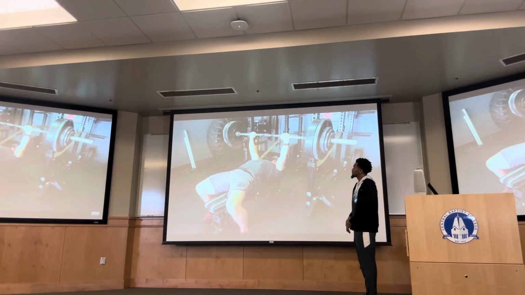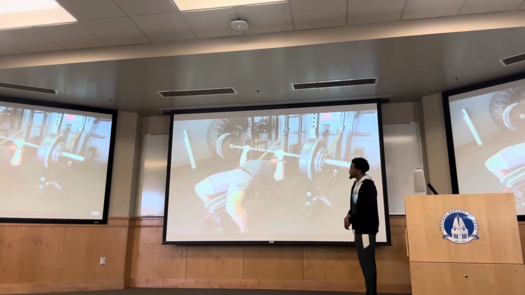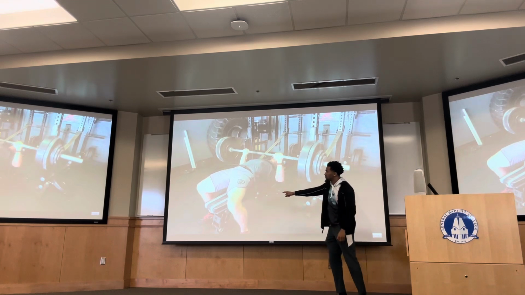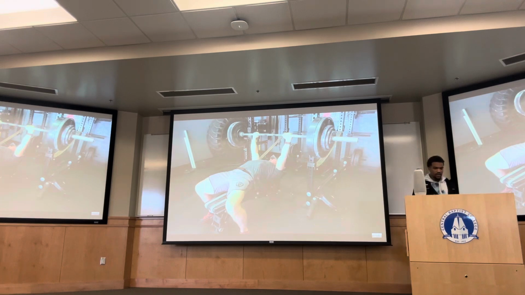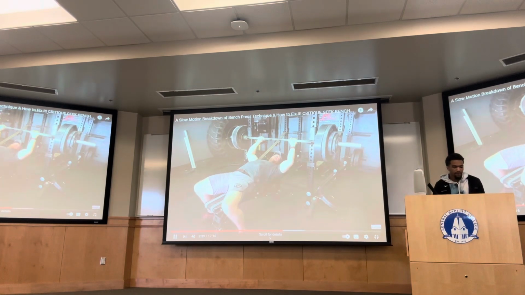Core engaged. Feet to the floor. Watch this leg drive. He uses his legs to help stabilize and put pressure into that bench.